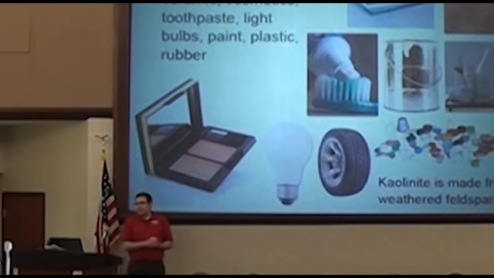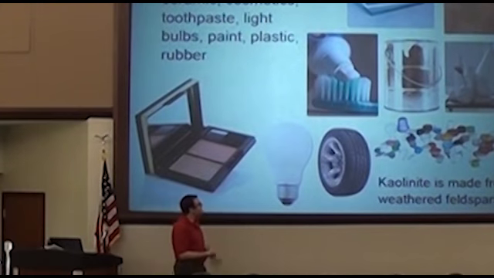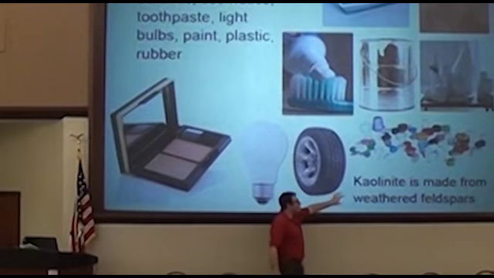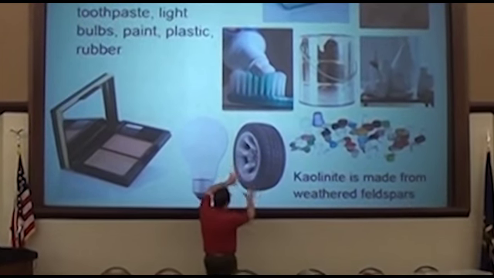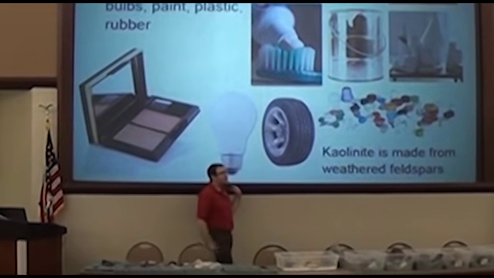It's important for, again, glass, cosmetics, toothpaste. Cosmetics particularly. You can feel how powdery it is. It turns into a really fine powder. They use it for blush and other stuff like that. One thing that's important to notice is it's made from weathered feldspar. So it's oftentimes the same sort of uses as feldspar because it's chemically very similar.